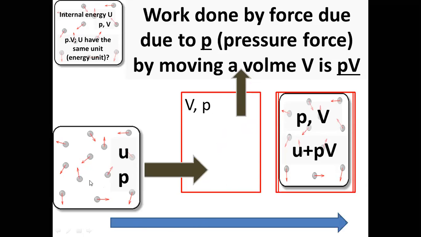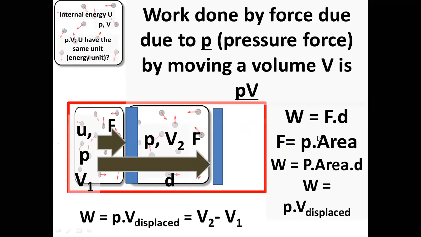So this U and P. Finally, of course, you have to have U plus PV. This is difficult to understand. Let's say this way. Initially, this is a piston cylinder. You have internal energy U, pressure P, volume V1 and force F. Now what happens is this piston moves a distance D, let's say.